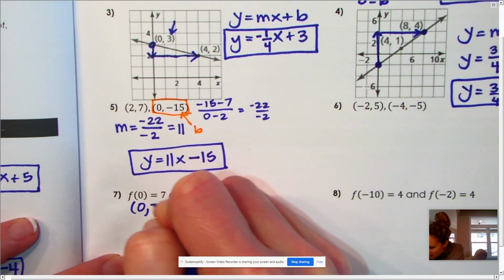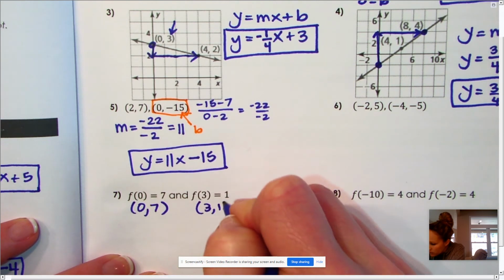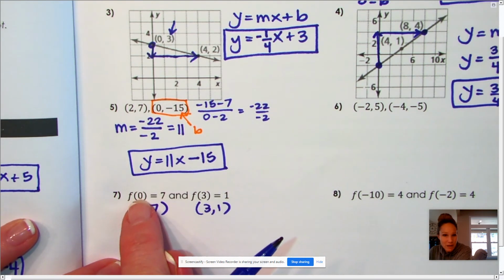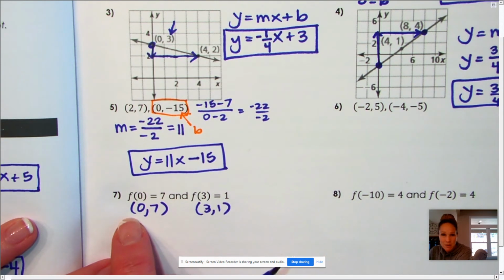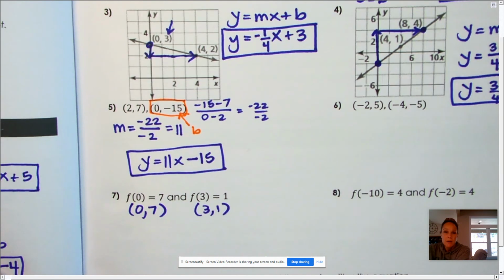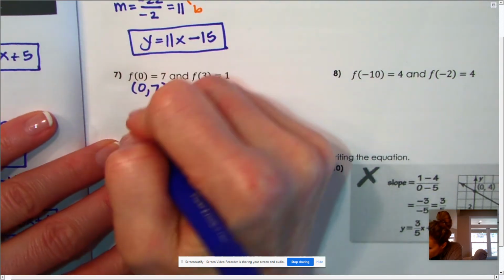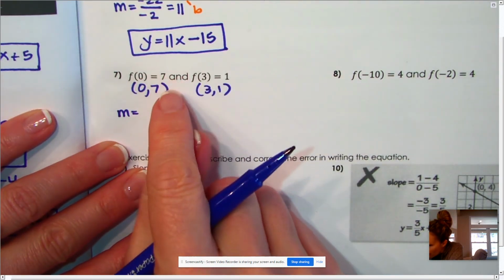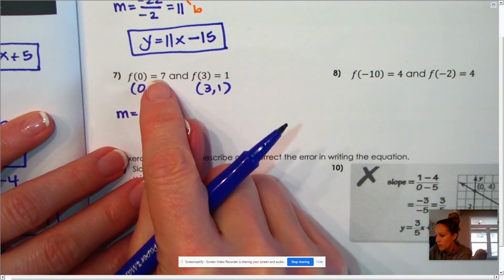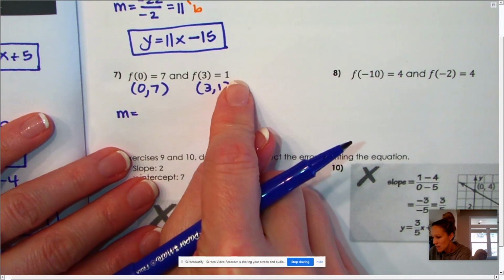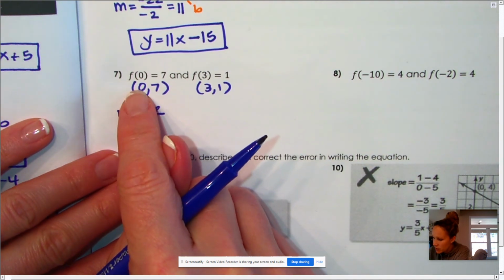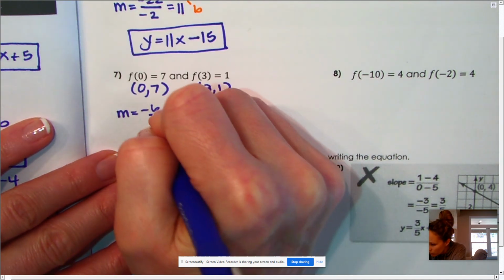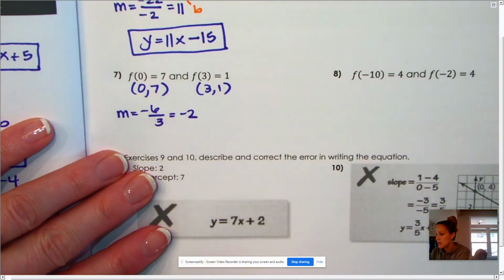All right, question number 7. Remember, we can write these as an ordered pair. This way of notation just means that's my input when I plug it into the function, and here's what comes out. So again, that just represents our x and our y values. So we're going to use that to find the slope. So the change in y, I went from 7, but I went all the way down to 1, so I dropped by 6. And then if I'm in the x direction, I went from 0 to 3, I went over by 3. So my slope would be -2.